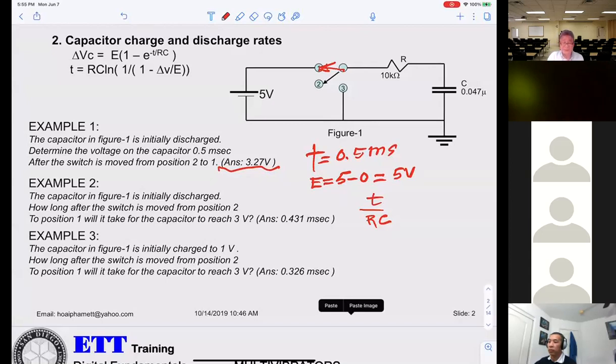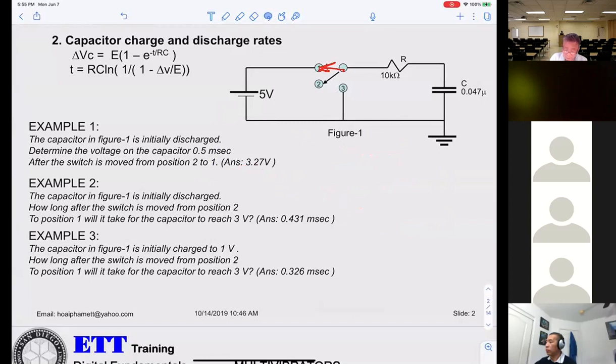Okay, so any question on the example number one? Okay, go to number two. The capacitor is initially discharged. Question is how long after the switch is moved from position two to position one will it take for the capacitor to reach 3 volt? So now the formula you will be using will be D, this formula. RC time log 1 over 1 minus delta V over E.